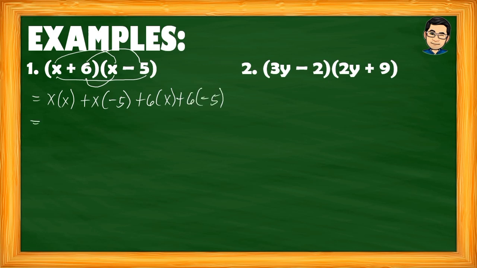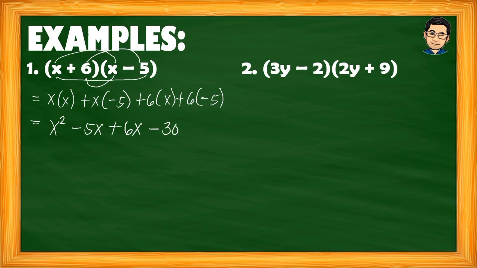And then, ipe-perform lang natin yung operations. Dito, i-apply pa rin po natin yung pag-multiply ng polynomials as well as yung laws of exponent. Like for example, x times x. Sa product rule, ina-add natin yung exponent or powers ng same bases. So magiging x squared ito. And then, x times negative 5, that is negative 5x. And then, 6 times x, that is 6x. And then finally, 6 times negative 5, that is negative 30.